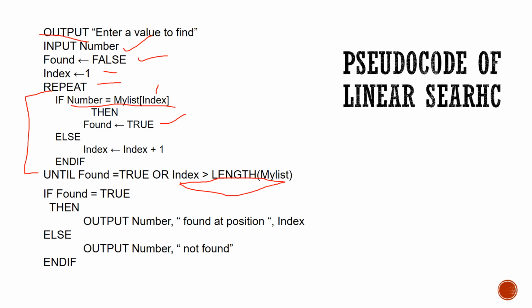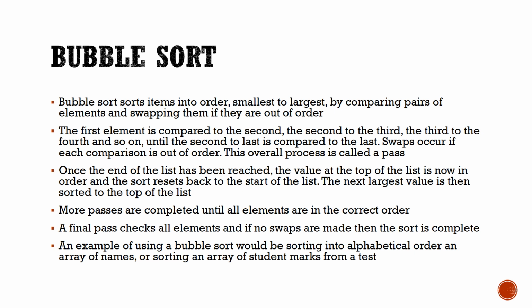If I found the value, then this loop will be broken, and then we check if found equals true. If found is true, then I am going to display number found at position index, otherwise I am going to say number not found. So this is the concept of linear search. It's very helpful in real life, and in most places we will be using linear search.